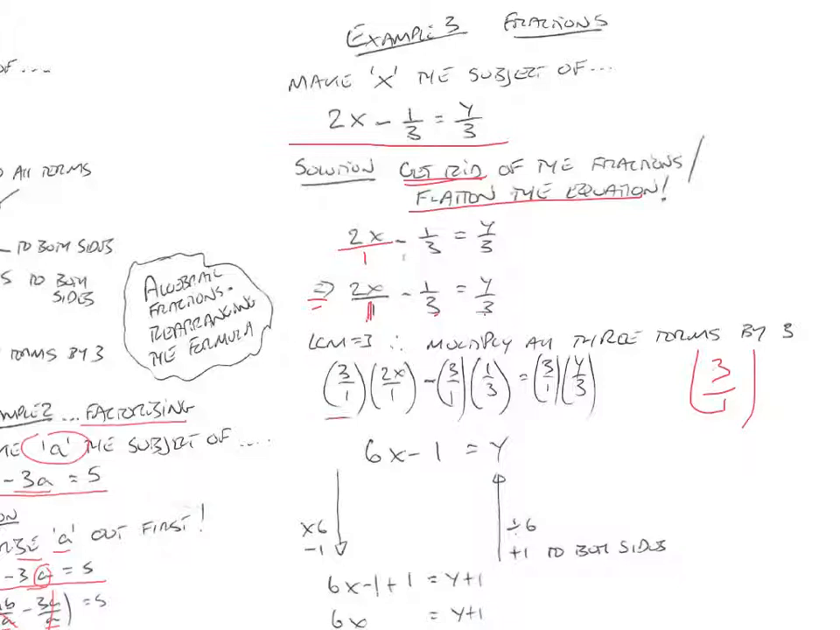Okay, so we have 3 over 1 times 2x over 1 minus 3 over 1 times the third equals 3 over 1 times y over 3. So we look to cancel, nothing cancels here, 3 by 2x is 6x, 3 cancels once, goes into 3 once, so we have 1, and 3 goes into itself once, and once, they'll cancel, and we have y. 1 by y is y.